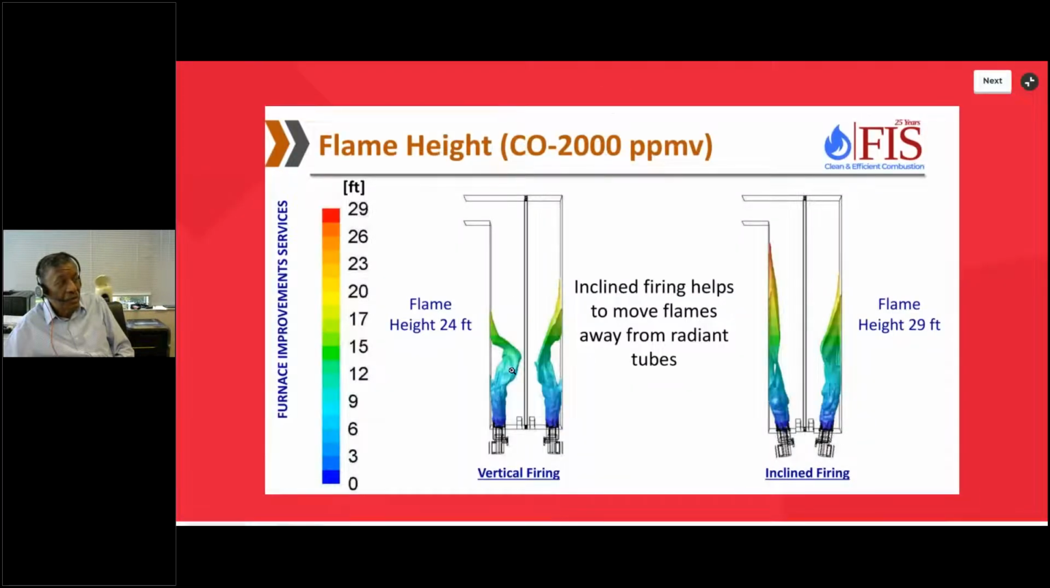Now this is looking at the flame length. You can see the flames are so close to the tubes over here, and here they are very much away. The flame length does go up, but it does give you a much better uniform heat transfer.